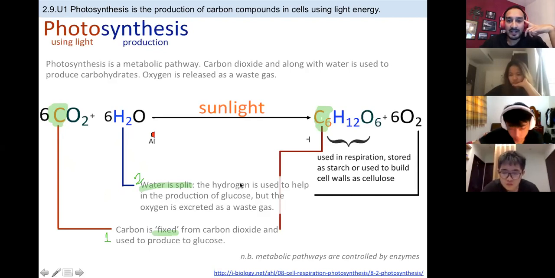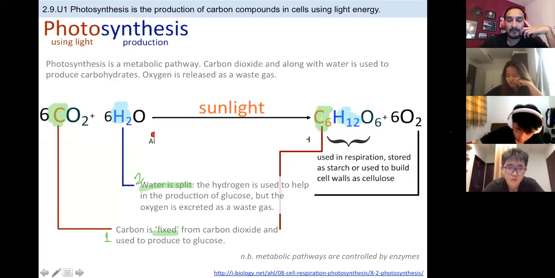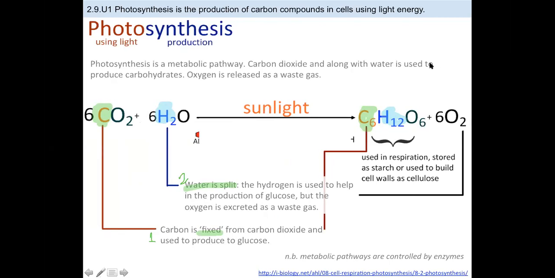You can see the hydrogen, right? Where does the hydrogen end up? Let's use a different color. The hydrogen ends up as part of the glucose molecule here. And the oxygen, as it's been taken away, is going to end up some as part of the glucose, some excreted as a quote unquote waste product.